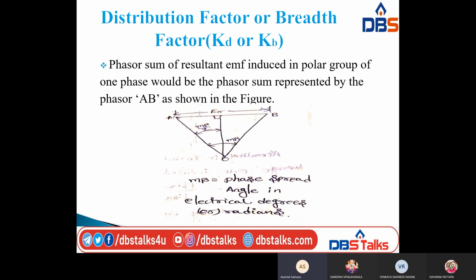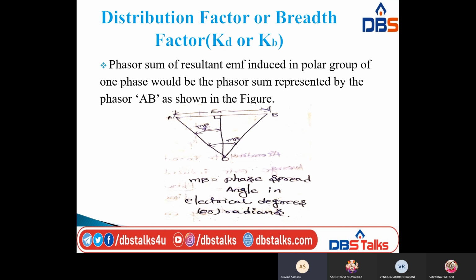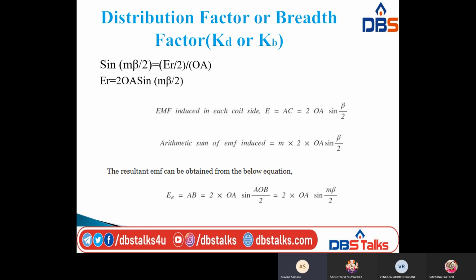So from that one I am writing here sin m beta. Here the angle is m beta by 2, OAB. So that's why I am taking sin m beta by 2 is equal to AB by 2 by OA. From that I am writing ER is equal to 2 into OA into sin m beta by 2.